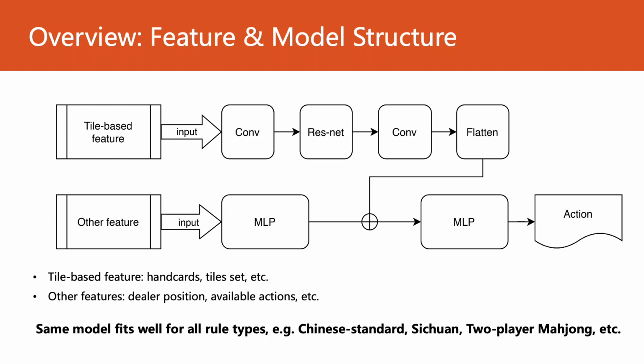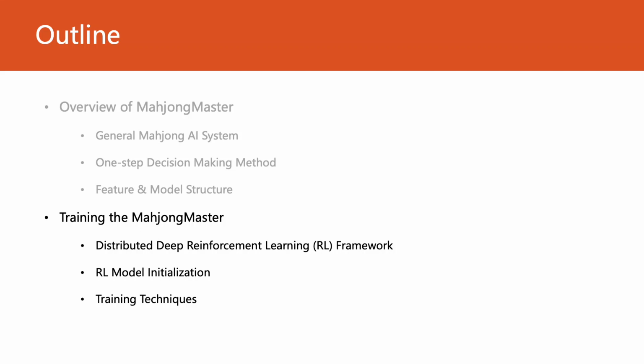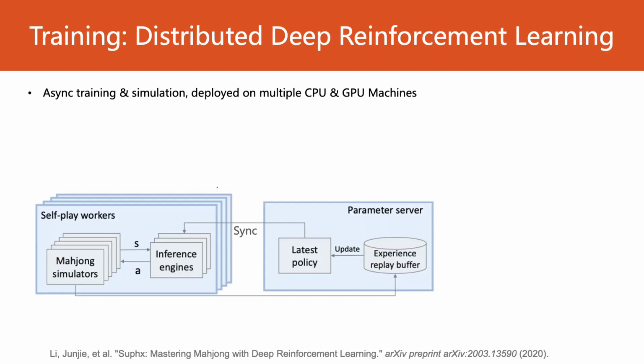Okay, now we are going to talk about the second part, the training of our Mahjong master. Firstly, I want to introduce our distributed deep reinforcement learning framework. It is quite a classical framework and is similar to the framework in MSRA's paper. It has self-play workers and a parameter server, uses async training and simulation, and is deployed on multiple CPU and GPU machines.